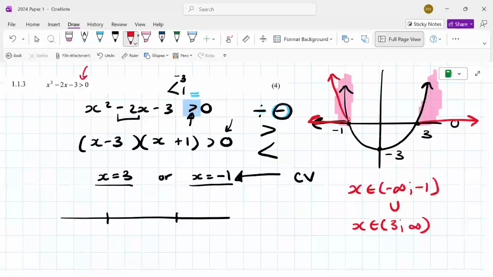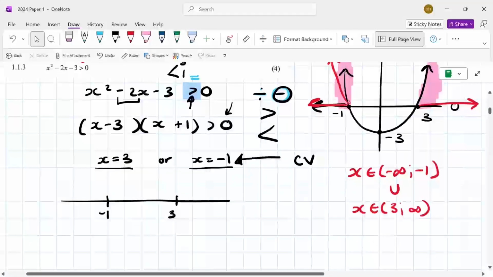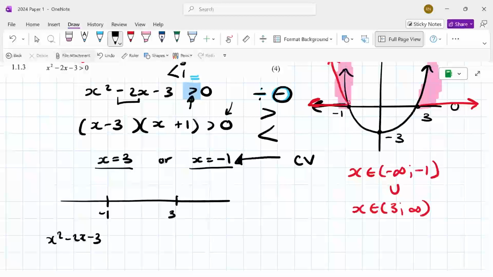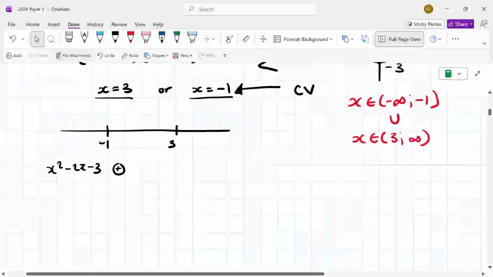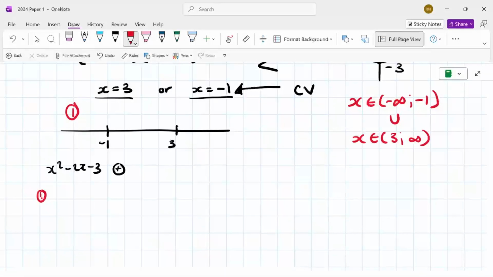But some people prefer to use a timeline. So if you use a timeline, then you'll have minus 1 over here and you'll have 3 over here. And in your timeline, you're going to test values of x with your original equation. So let's say our original equation was x squared minus 2x minus 3. We want to find values where this is positive. So let's look at this region here, region 1. In region 1, let's try minus 2. So when x is equal to minus 2, let's see what we get. Minus 2 squared minus 2 times minus 2 minus 3. This gives me 4, oh, that will be plus 4, minus 3.